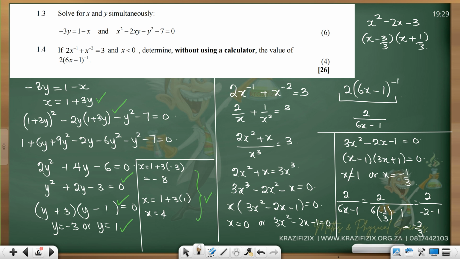Let's see. We have 30 minutes. What can we do? Patterns of functions. Can we do one function? Let's do one function. Pattern is fresh. We just did that.